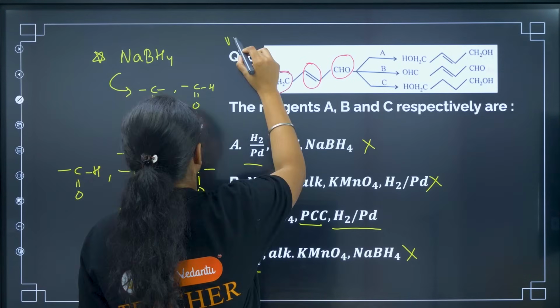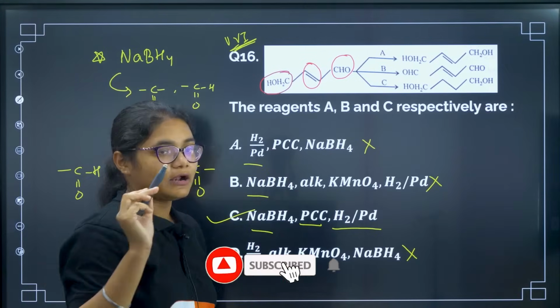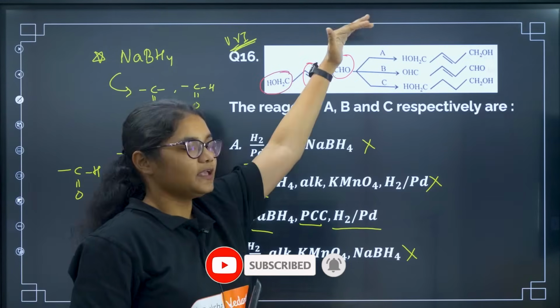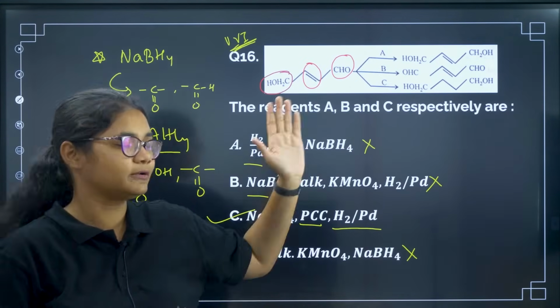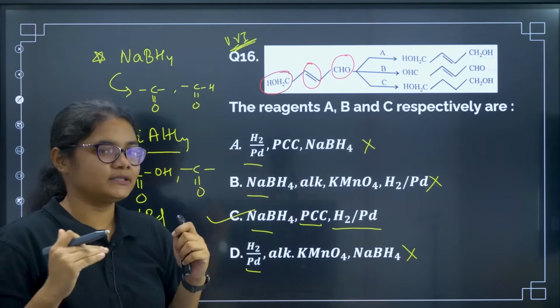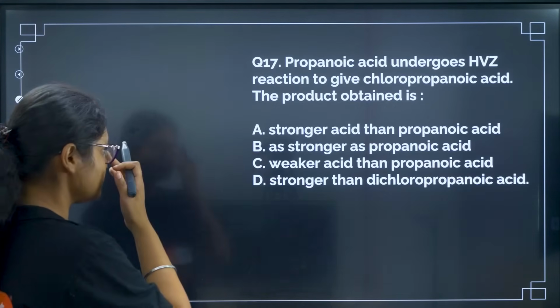This is a very important question to understand the reagents and their functions. Same reactant you see, if you just change the reagent, so many different products we can get. I hope you all are getting this question. Let us go to the next question.